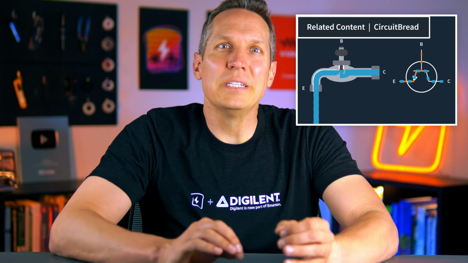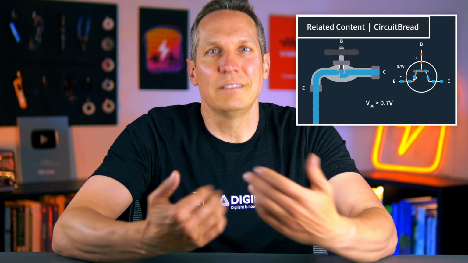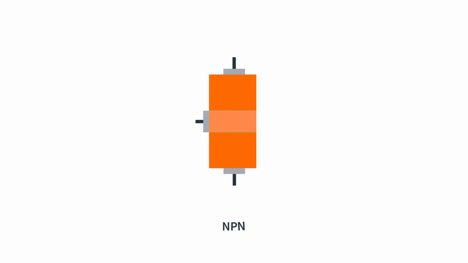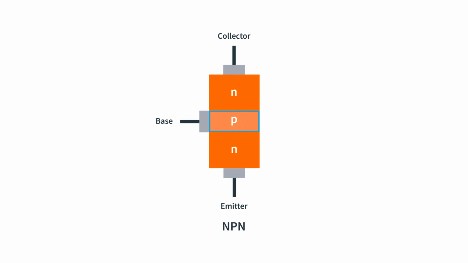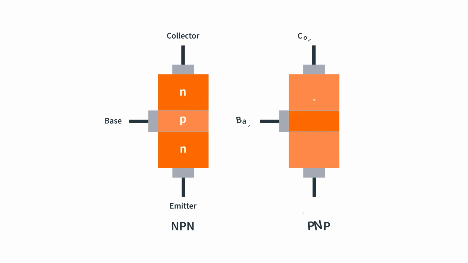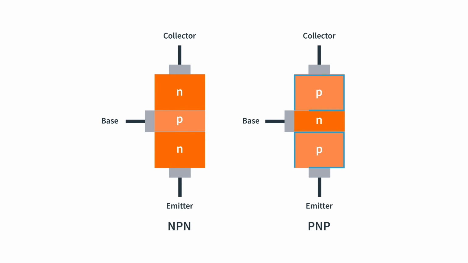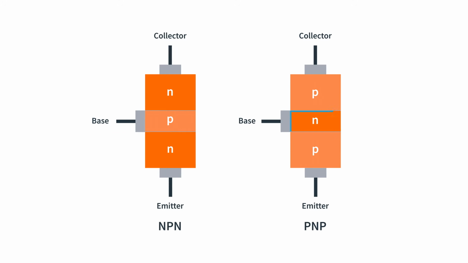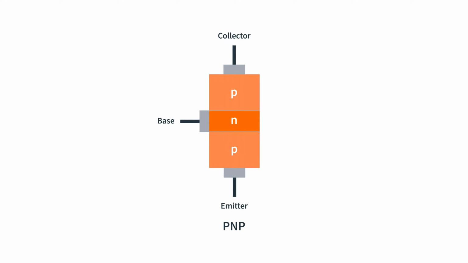I'll assume that you already understand how an NPN BJT operates, either from our other video or some other way. If you're not familiar with BJTs in general, please go check out our other video and then come back to this one. Unlike an NPN transistor, which has two N-type materials sandwiching a P-type material between them, a PNP transistor has two P-type materials with an N-type material between them. This difference in material is why they act differently.